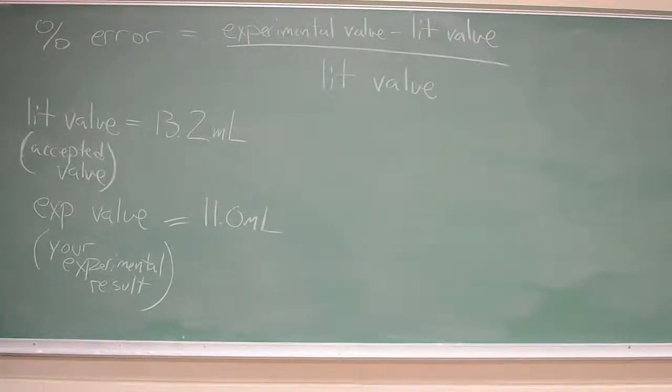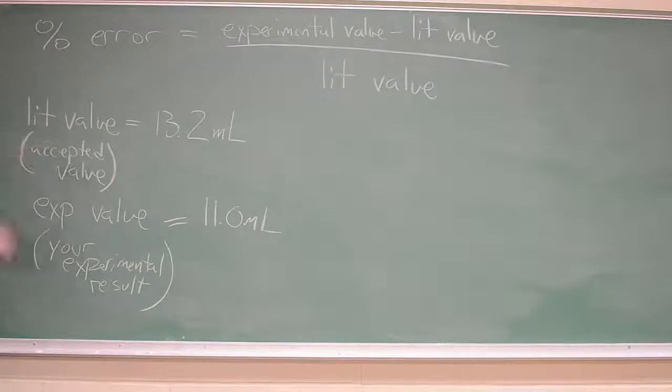Okay, so let's talk about percent error. Percent error is the idea of how far off your experimental value was, because we're going to see this a lot, experimental value versus the literature value. You hear literature value, you may also hear accepted value. This is what is accepted by the scientific community, some valid, credible source.